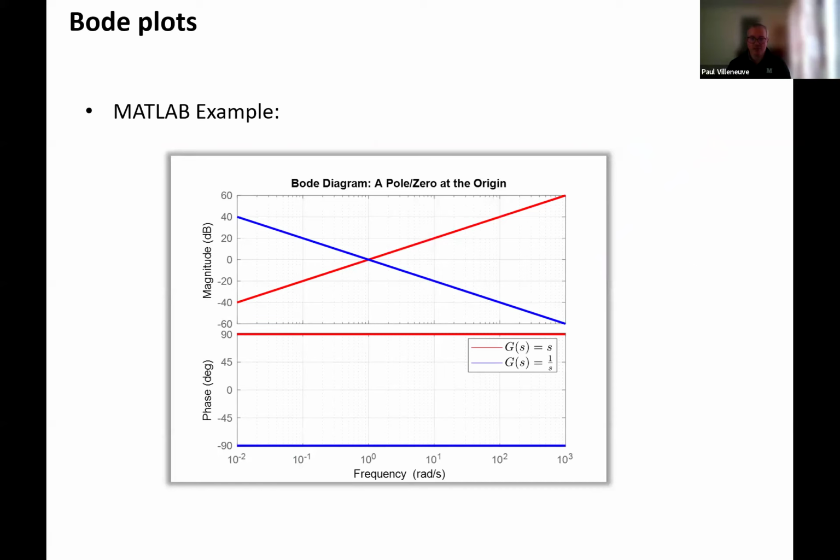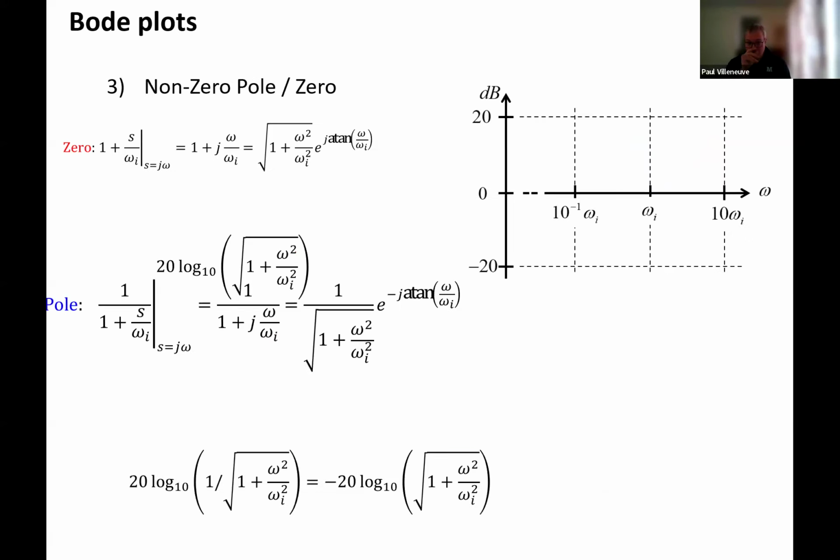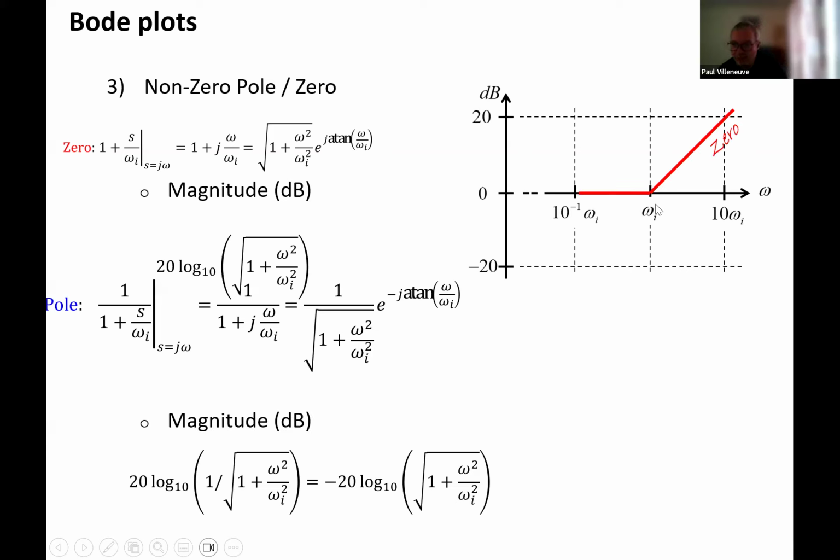And that's what we have for a plot over here. You can again use MATLAB to plot it. If we have a non-zero pole or zero, we start plotting immediately at 0 until we get to the break frequency, and then we approximate it in this direction. If it's a pole, then we go down at that value.